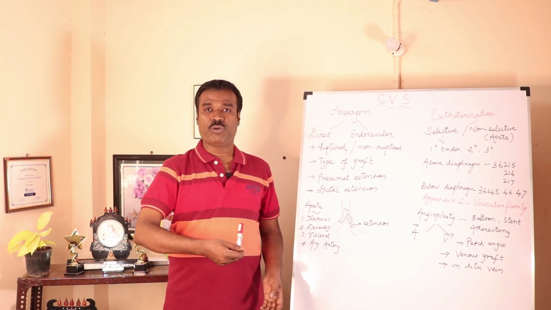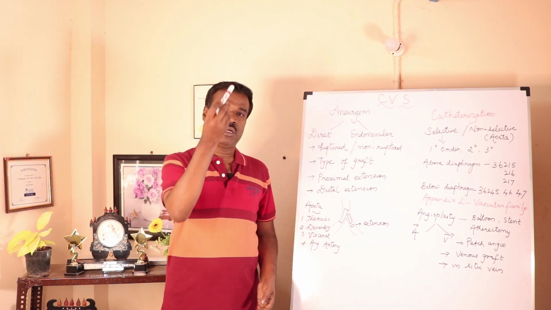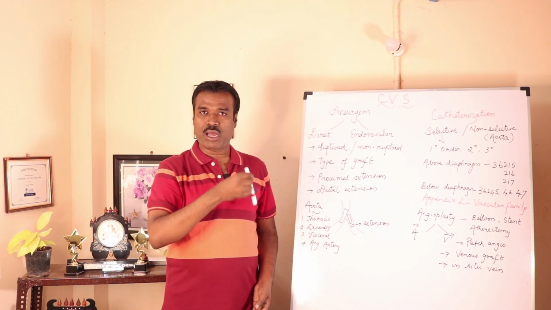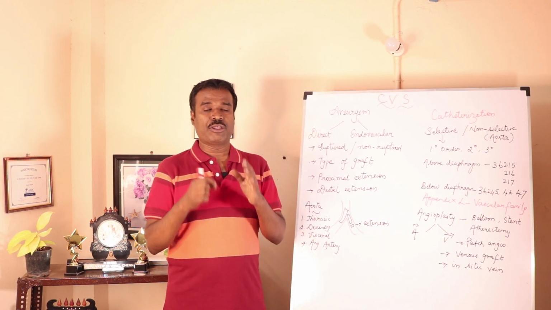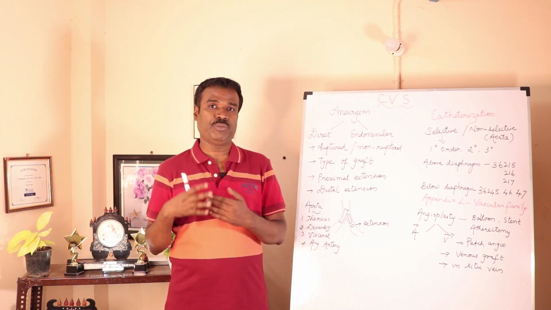From the femoral artery it goes via the abdominal aorta, thoracic aorta, arch of aorta, and then into the left atrium. So this is called catheterization, okay.